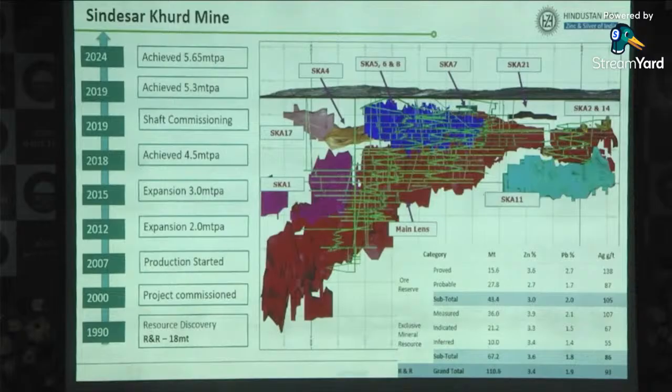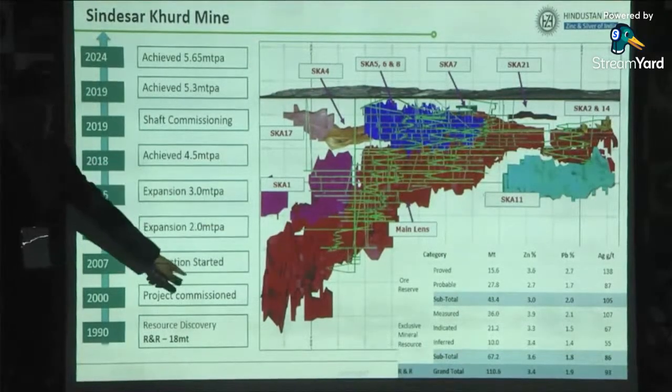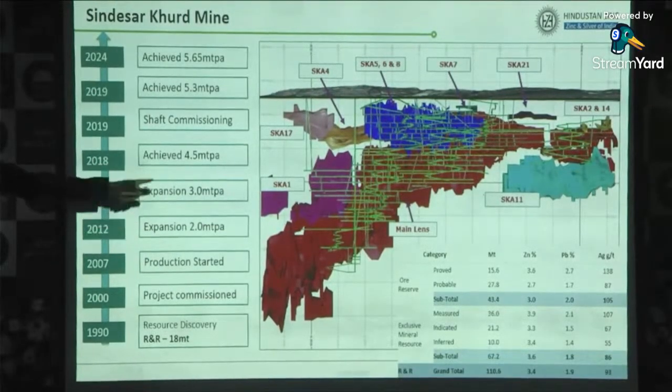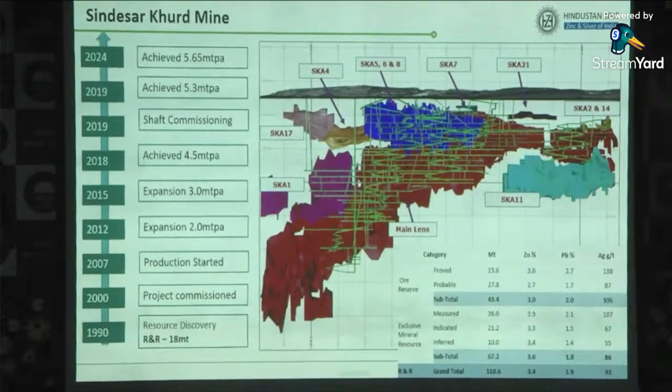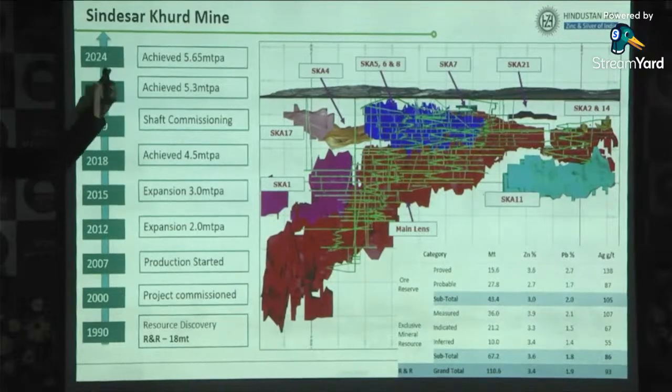This is the introduction about SK mines. This is the longitudinal vertical section of our SK mine. As we can see, we have almost 12 lenses in our mine, among which this red color ore body you can see is the main ore body from where we are doing 60 to 65 percent of our production. The remaining 35 percent production we are doing from auxiliary lenses like SK1, SK17, SK4 and all.